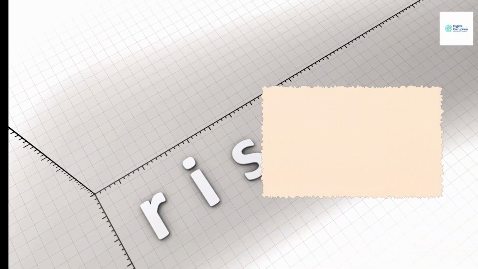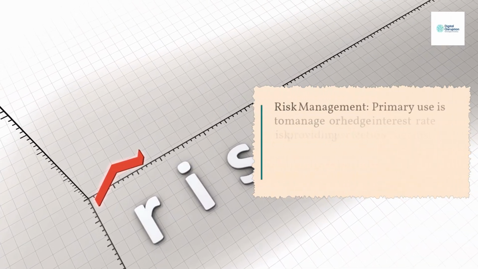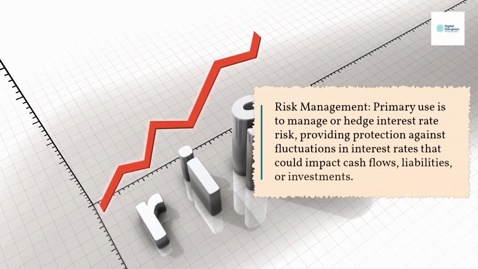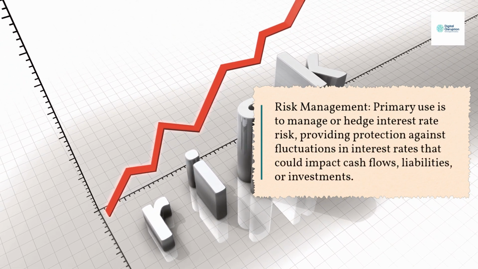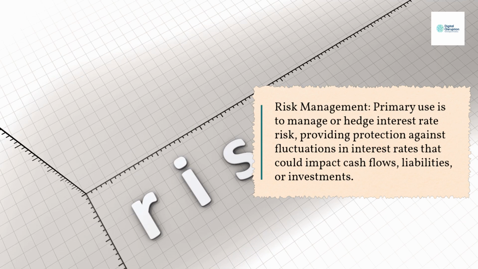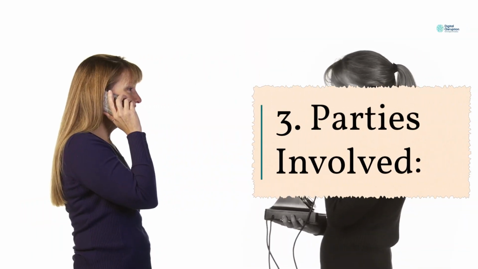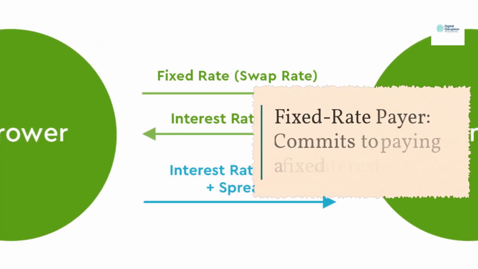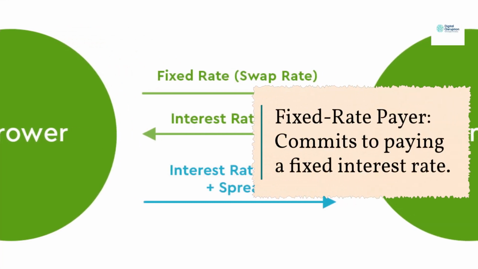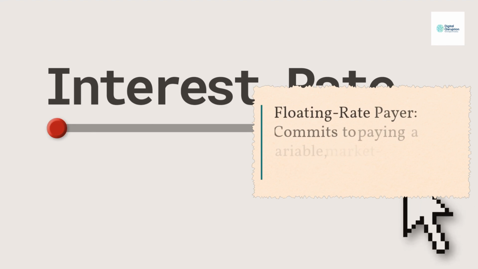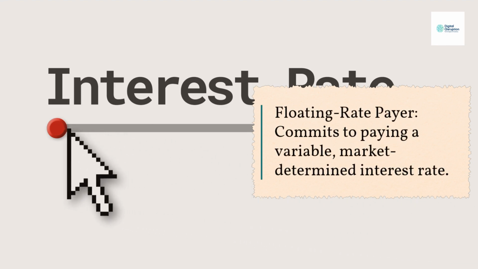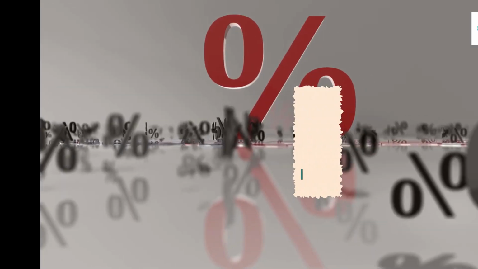2. Purpose. Risk management. Primary use is to manage or hedge interest rate risk, providing protection against fluctuations in interest rates that could impact cash flows, liabilities, or investments. 3. Parties involved. Fixed rate payer. Commits to paying a fixed interest rate. Floating rate payer. Commits to paying a variable, market-determined interest rate.